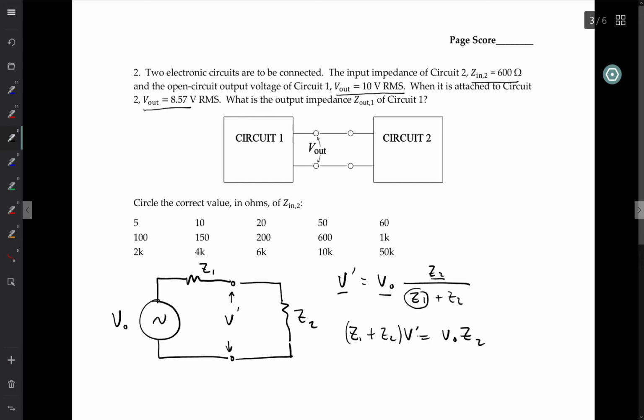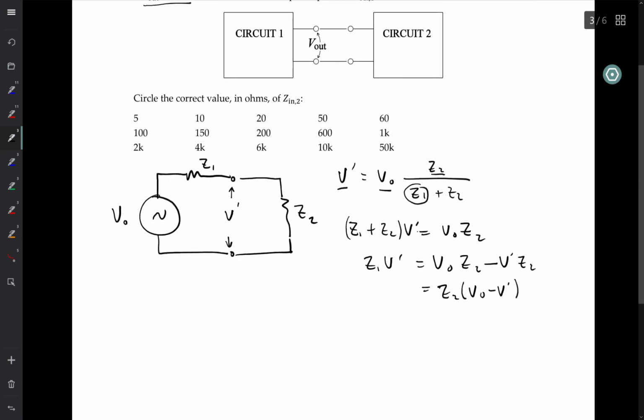And I want Z out 1. So I'm going to solve that. I'm going to have Z1 times V prime is equal to V naught times Z2 minus V prime times Z2, which I can write as Z2 times V naught minus V prime. And finally, Z1 is equal to Z2 times V naught minus V prime divided by V prime.